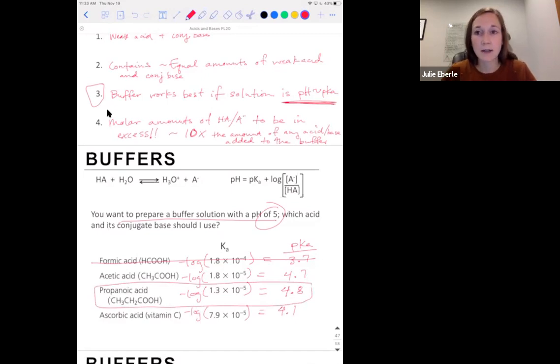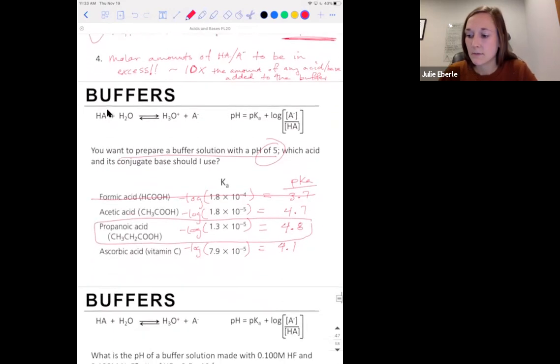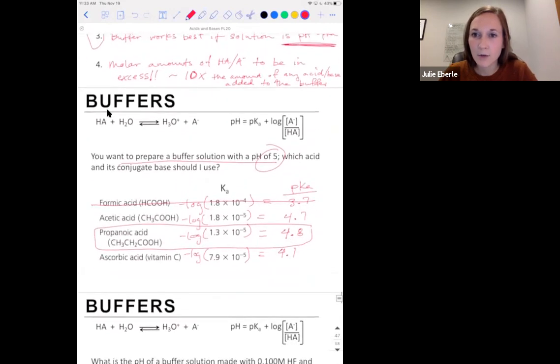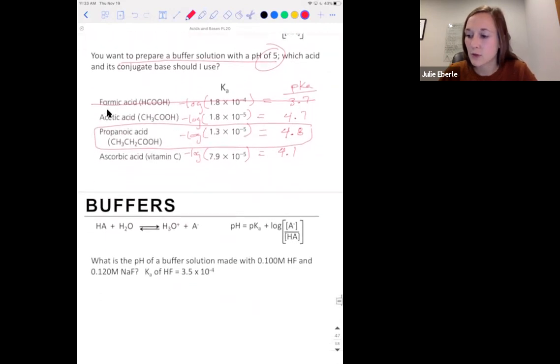Questions on that? So this is a great example. This is a great option for a multiple choice question on the exam.